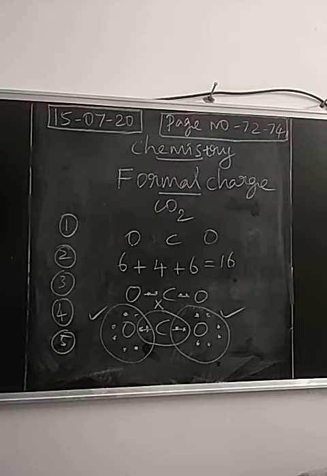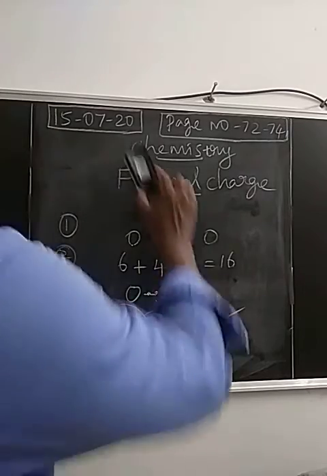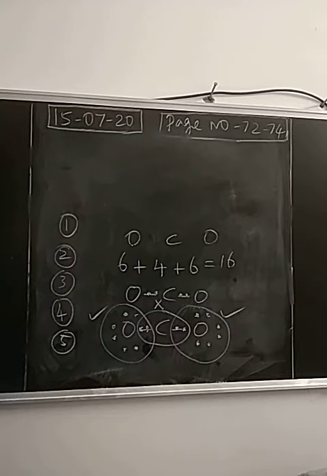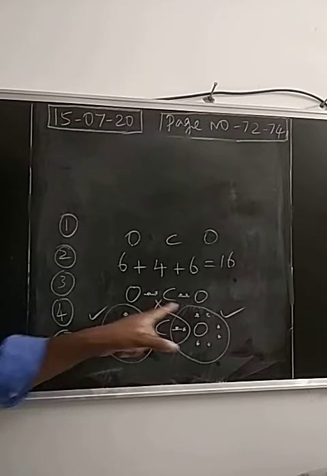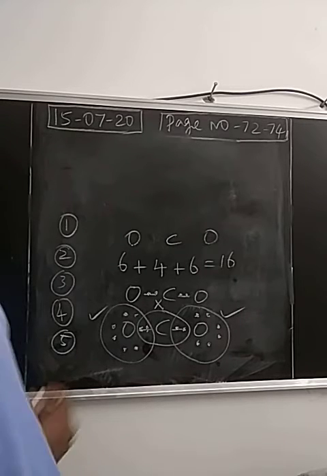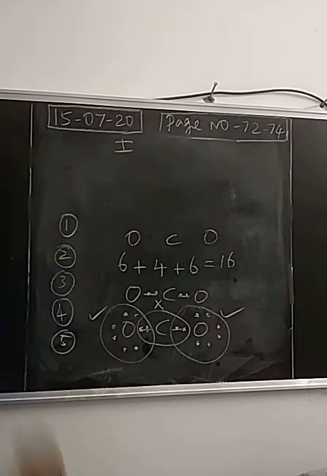So what do we have to do? We have to move a lone pair of electrons as a double bond. To make the carbon a stabilized one, that means carbon has to follow the octet rule. For that, we are going to shift a lone pair of electrons as a double bond. So first possibility, we have the first possible structure.